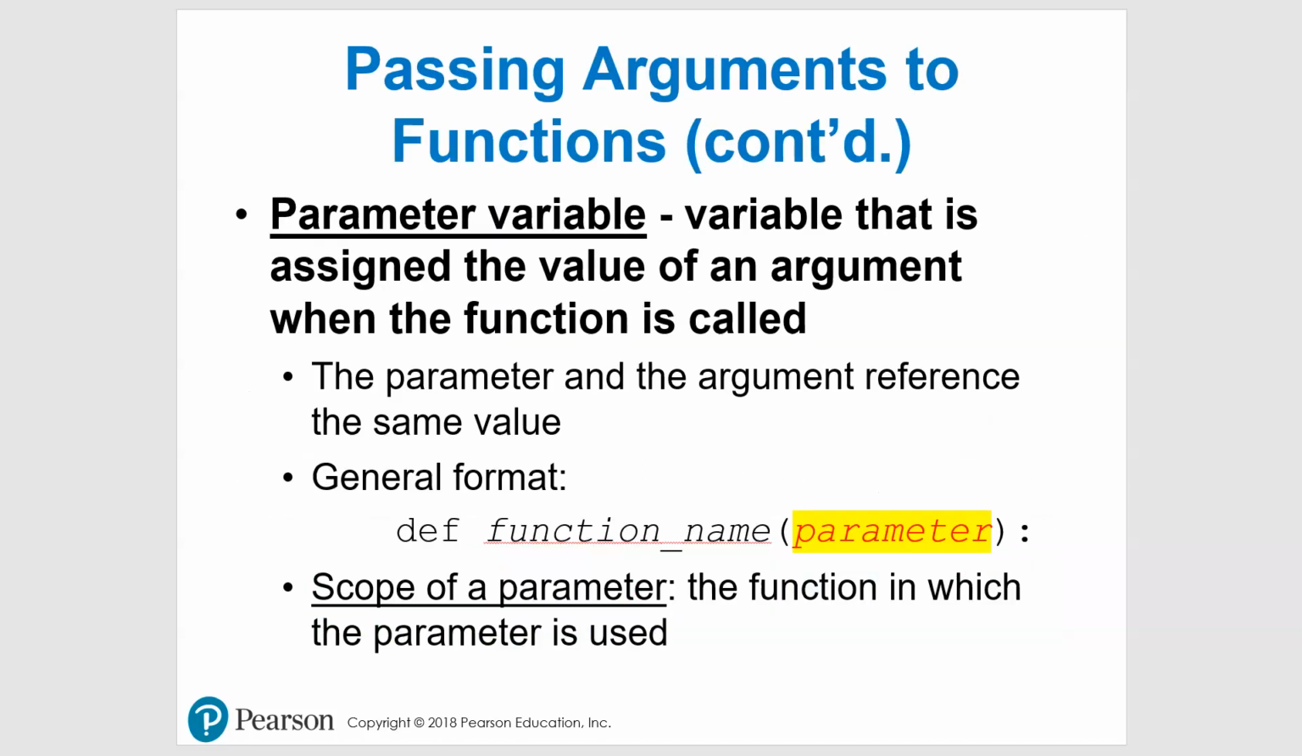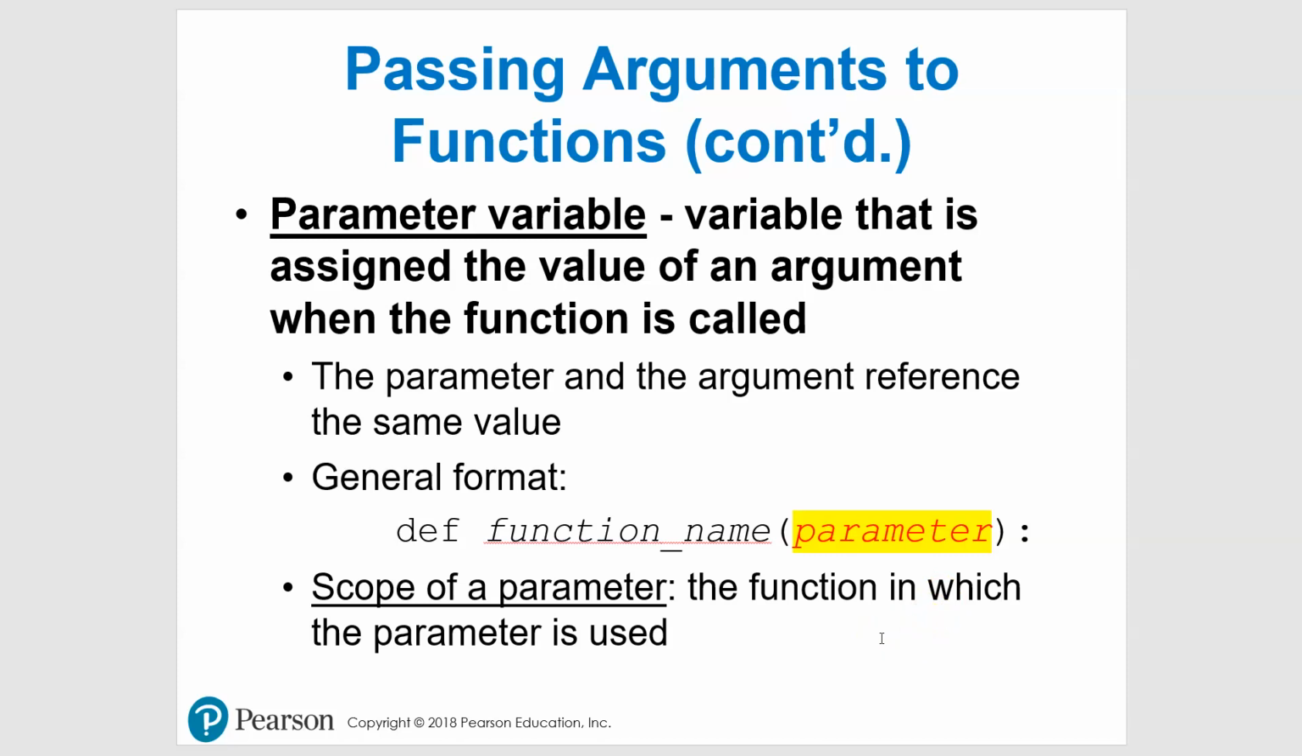Okay, so let's take a look at a parameter value and how it works once it gets there. I'm going to switch over to this one, and we're talking about a parameter variable. A lot of times you'll just see it listed as a parameter, but a parameter variable is the variable that is assigned the value of the argument when the function is called. So the parameter and the argument are referencing the same value, and the format looks like this. We're defining whatever our function name is, and then we have some type of parameter variable in here that we will use. And the scope of that parameter is just the function to which it's been assigned.